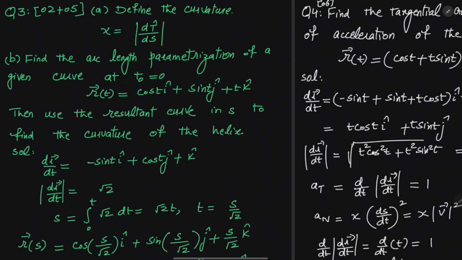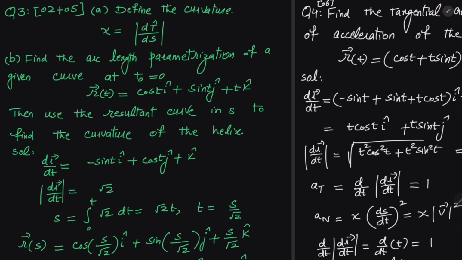Now this is the third question that appeared in the exam. The first part was question 3A. It was to define the curvature. The simple definition of curvature is how the unit tangent vector changes with respect to arc length. So this is the definition, a very easy one.